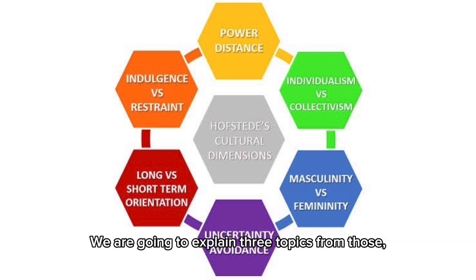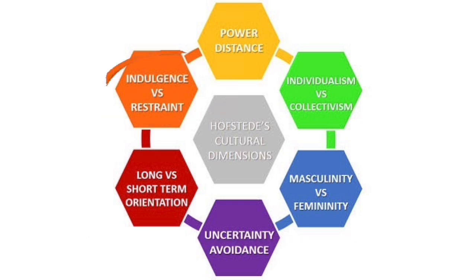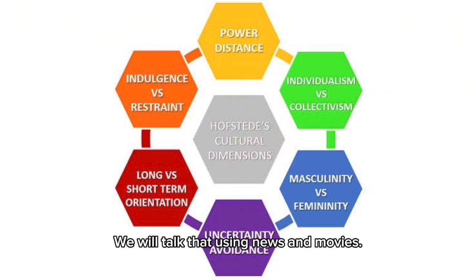We are going to explain 3 topics from those: indulgence versus restraint, individualism versus collectivism, and uncertainty avoidance. We will talk about that using news and movies. I hope these movies become your help.